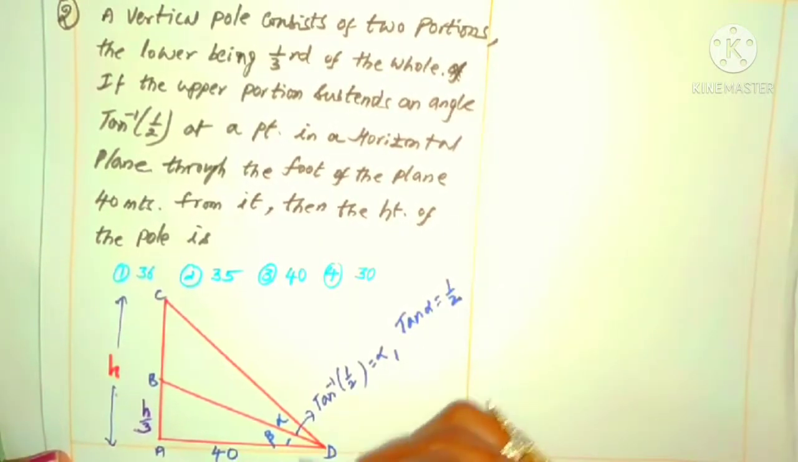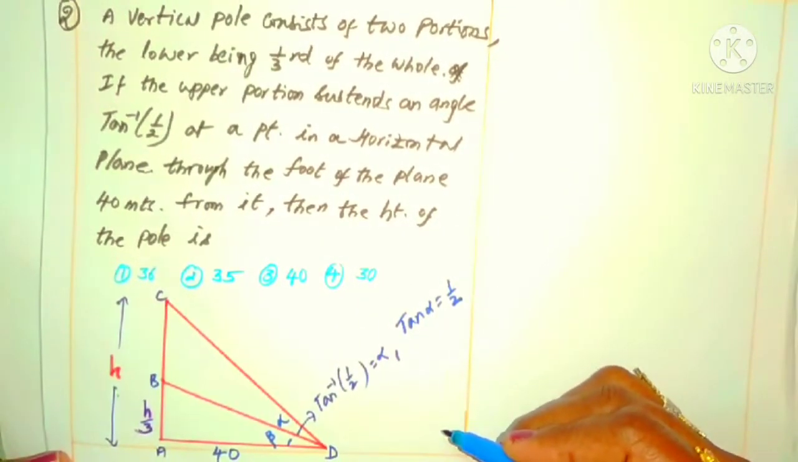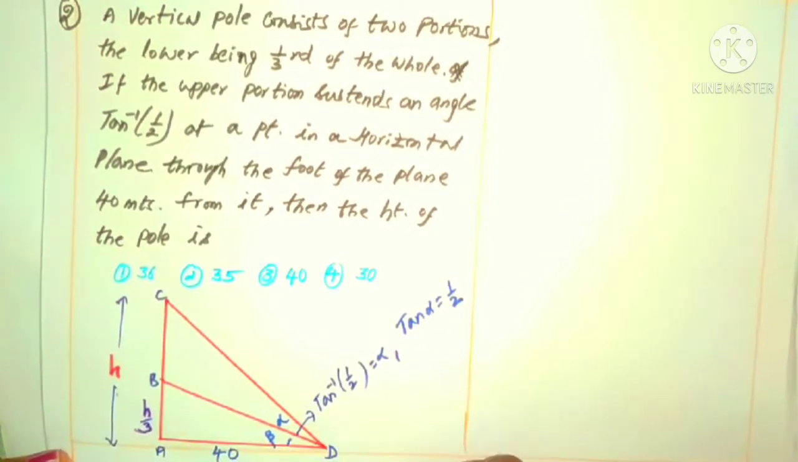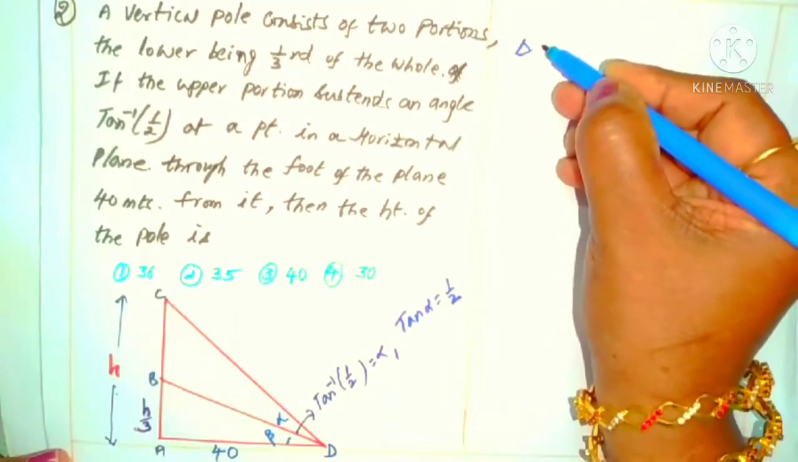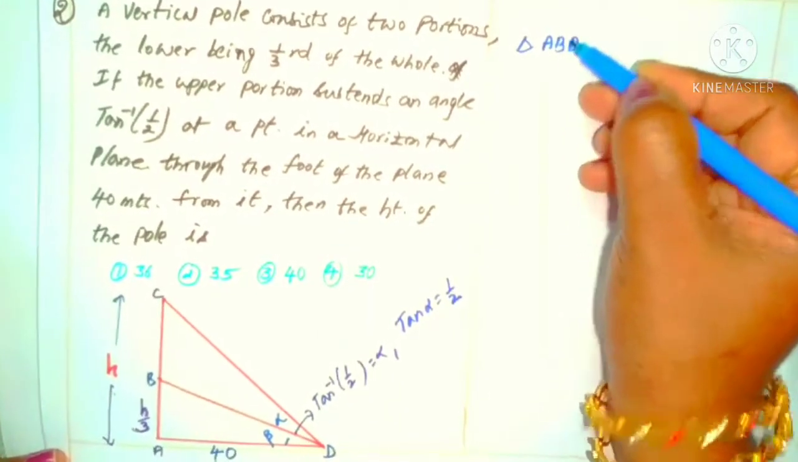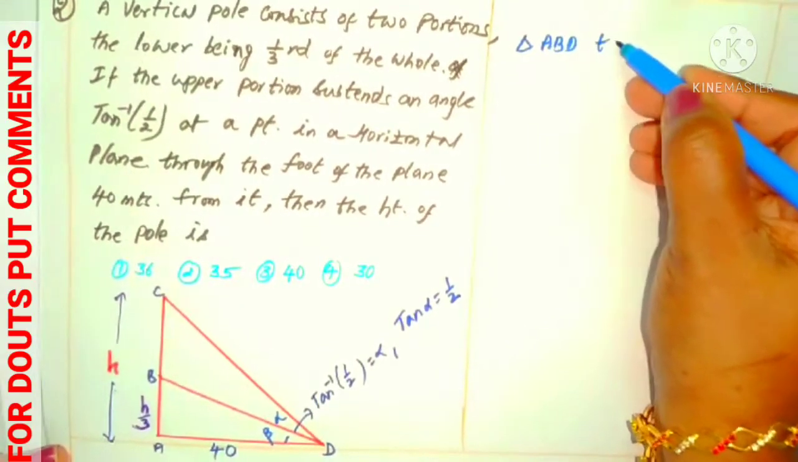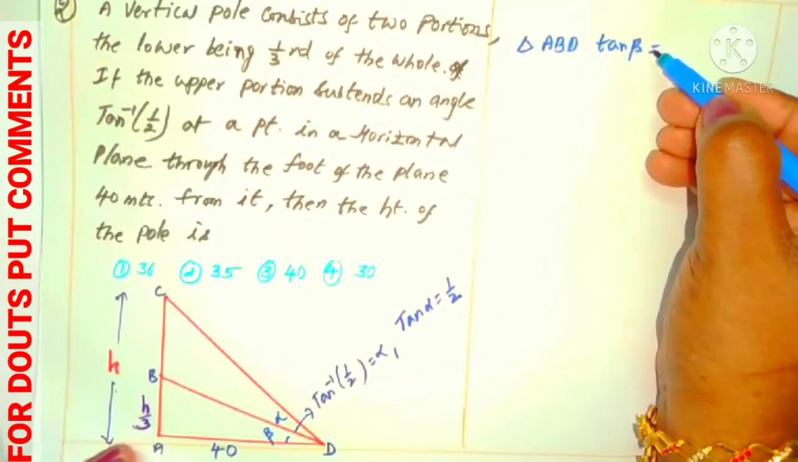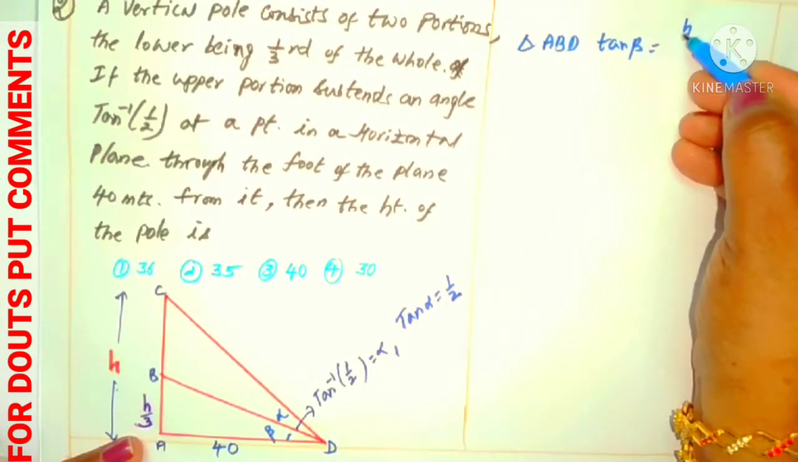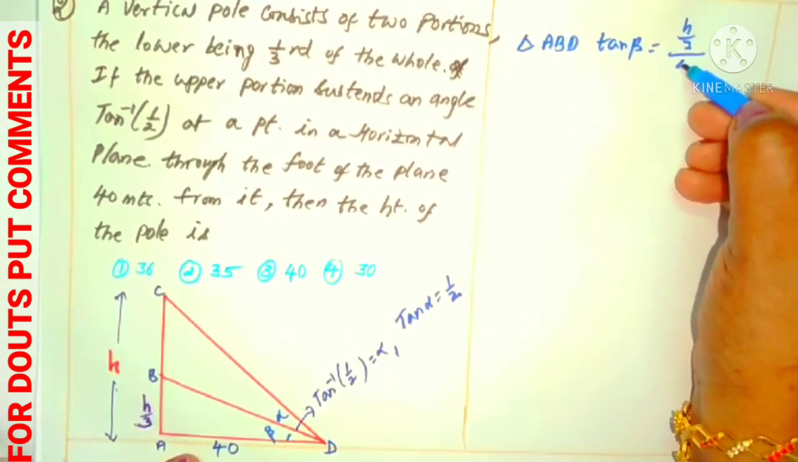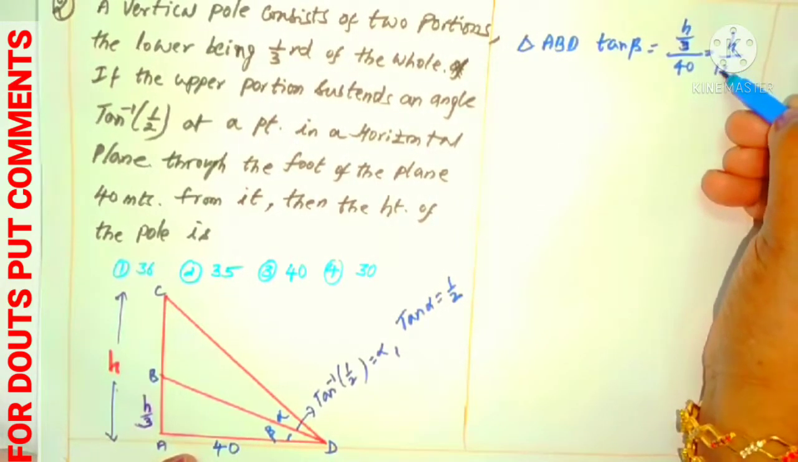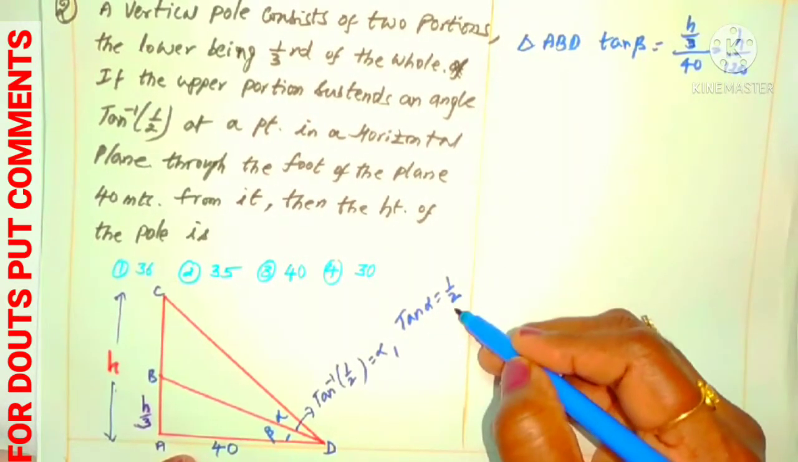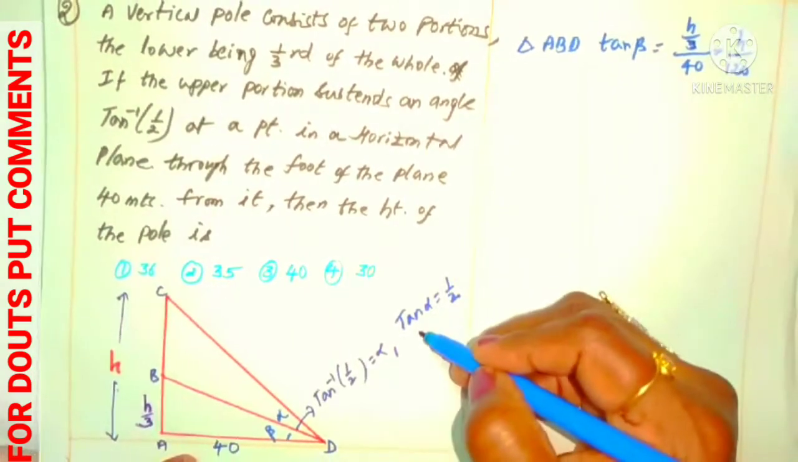So from this figure we can observe how many right angle triangles there are. Yes, 2. What are those? ABD is one right angle triangle, another is ACD. First we concentrate on triangle ABD. Tan beta is equal to opposite, which is h by 3, by adjacent side 40. H by 3 by 40 means h by 3 into 40, that is h by 120. This is tan beta. Tan alpha is already 1 by 2. So you have two angles, tan alpha and tan beta.